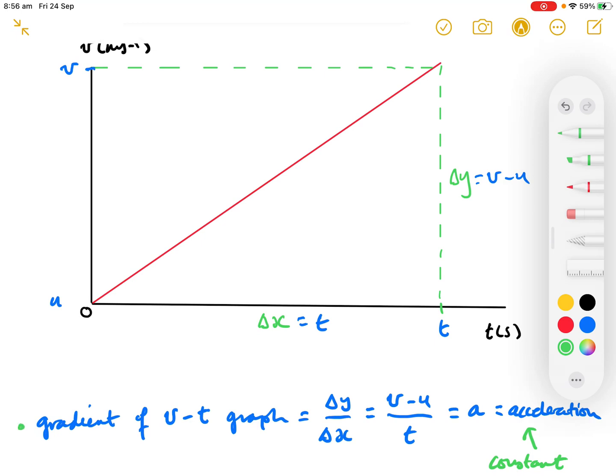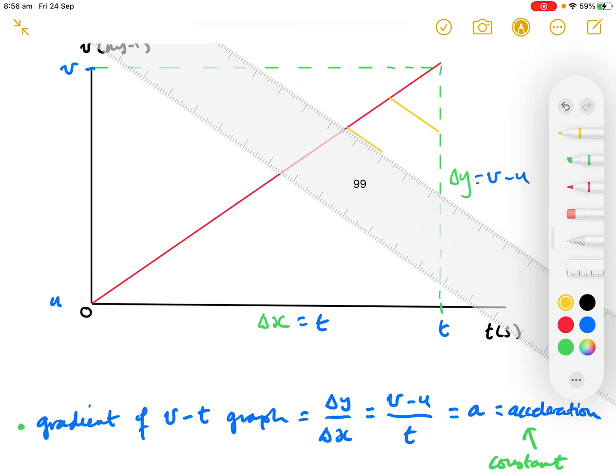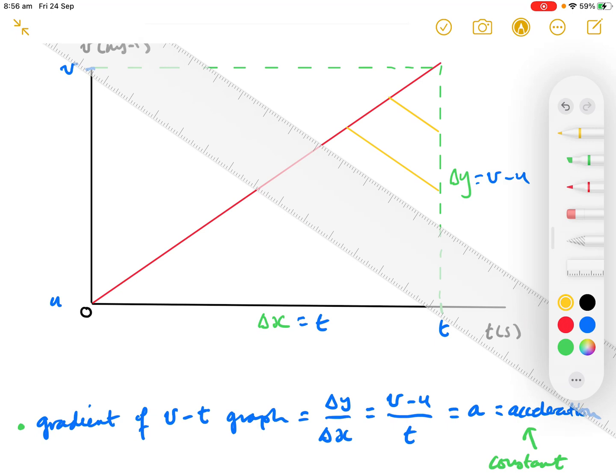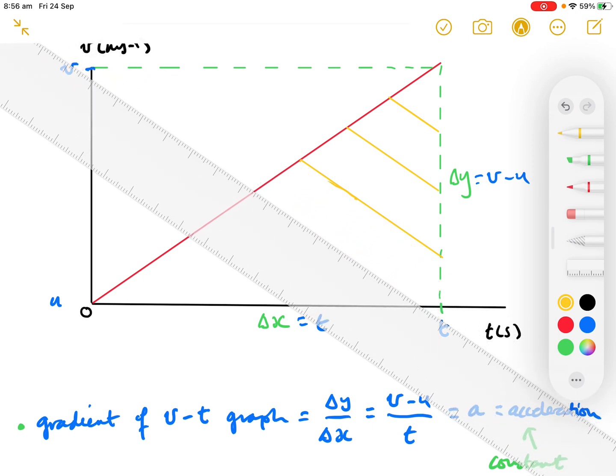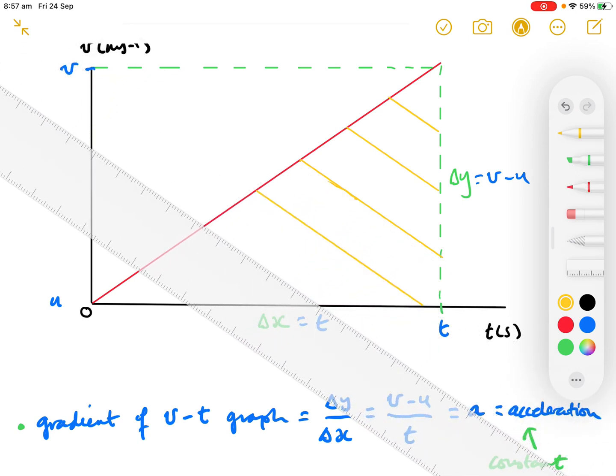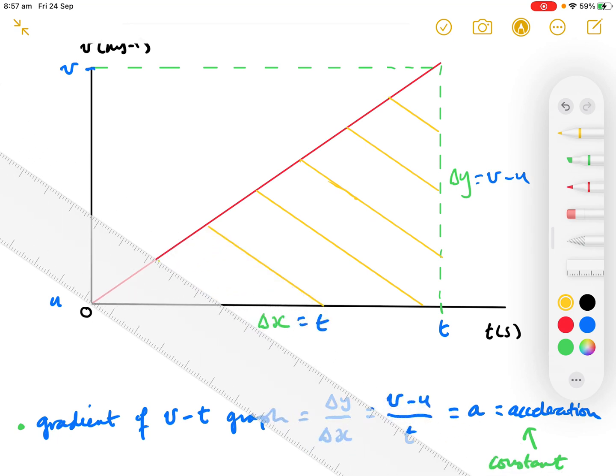Now there's something else we can do with this graph though. We can look at the area under the graph. So if I sort of shade in the area under the graph, like so, well, you'll know what I'm getting at here from your National 5 work.